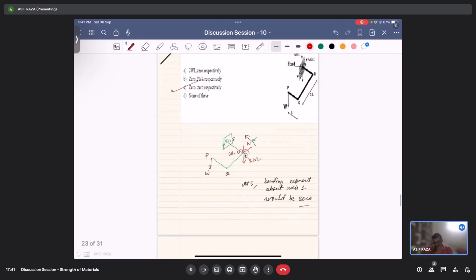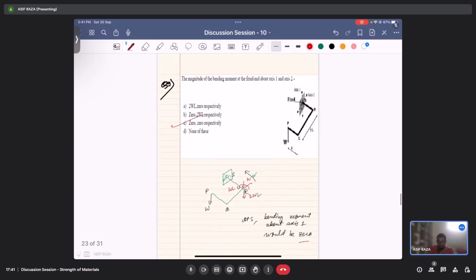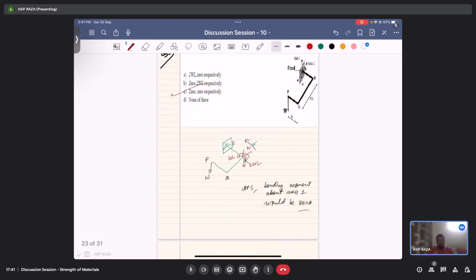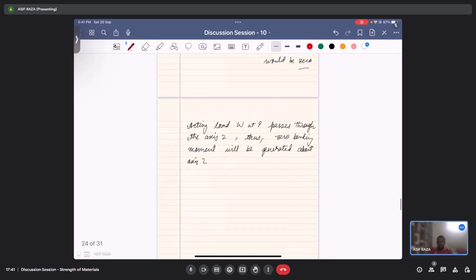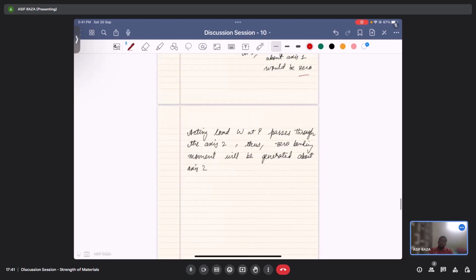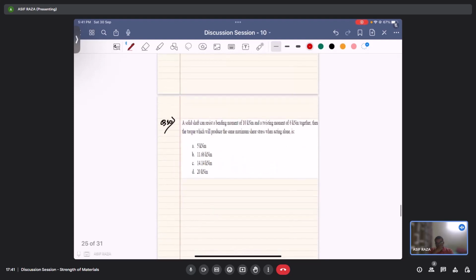Because in the case of axis 2, there is no lever arm. Even though there is a load, there is no lever arm. Thus, no bending moment would be generated about axis 2. Okay, moving on to the next question.